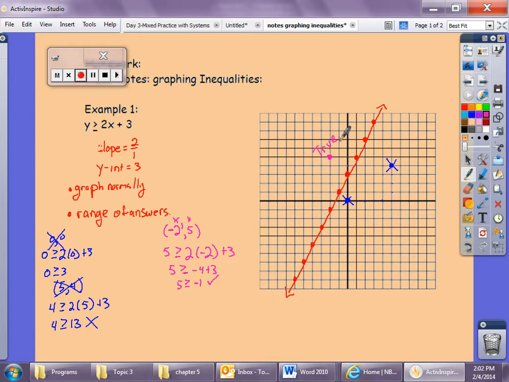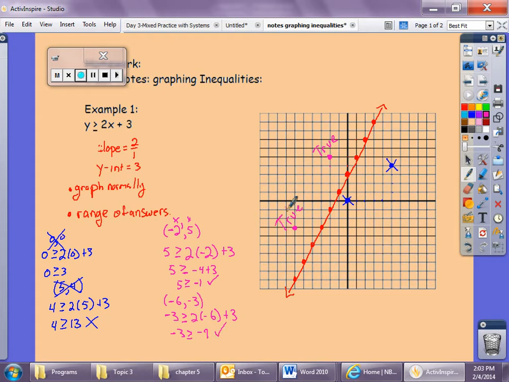Let's try one down here. We'll select this point over here, which is negative 6, negative 3. We can plug them in again. Is negative 3 greater than or equal to 2 times negative 6 plus 3? Is negative 3 greater than negative 12 plus 3, which is negative 9? That's true also.